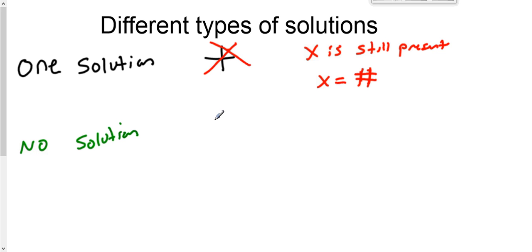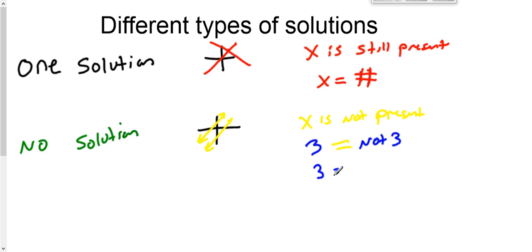A no solution on a graph appears to be two parallel lines that end up never crossing. X is not present, and in the end we have some sort of number, 3 is equal to some other number, but it's not 3. For example, 3 equals 301. That's not equal, we have a no solution.